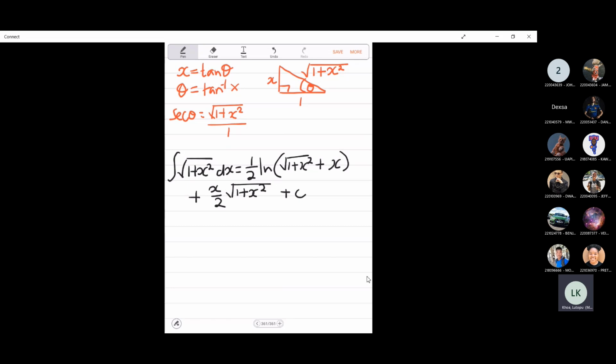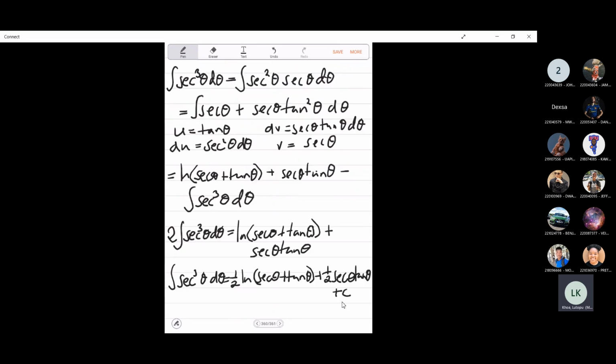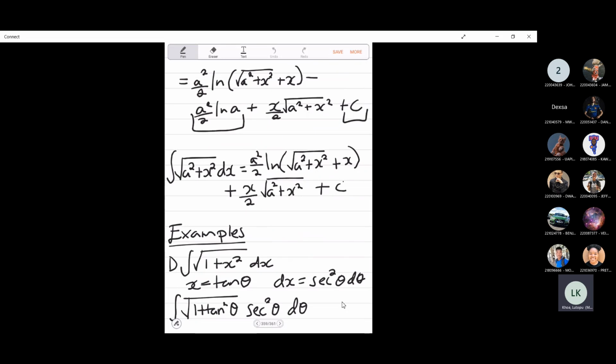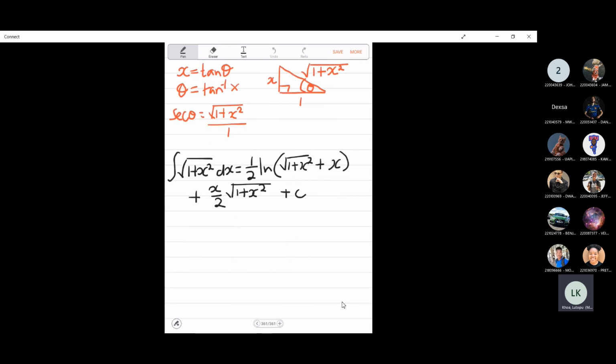Okay, so it's half ln square root 1 plus that. Okay, and that is fine. So that is how we do it. So this one seems a little bit longer than yesterday's. Well, not that much longer, but it's just algebra, which I think we should not have any problems with.